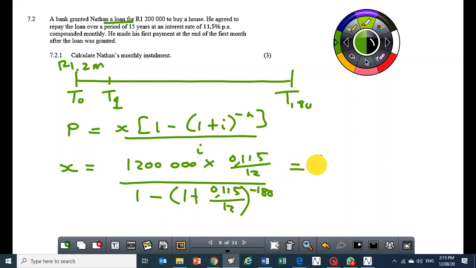So what answer do you get there? 14,018.28. Right. So you get that amount. Okay, so it's a very straightforward question.